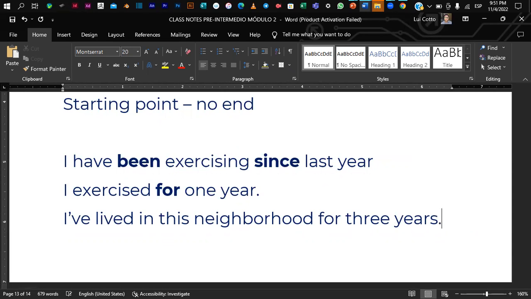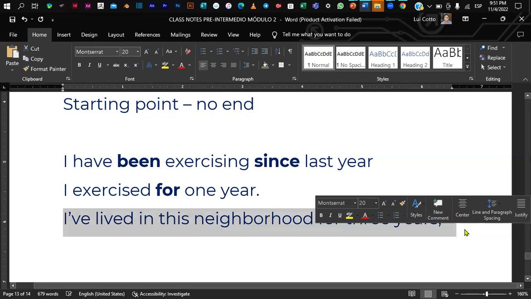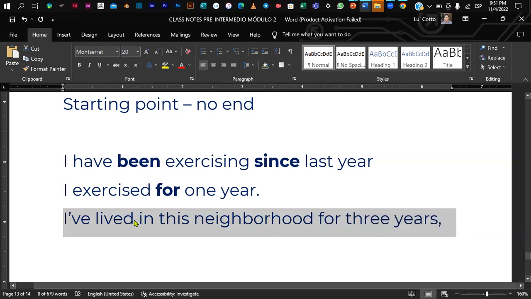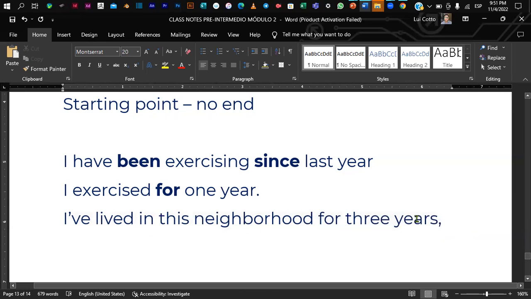You can make one sentence or a comma. Can you continue a sentence with since? Se puede continuar una sentence con since. I've lived, okay, hay que revisar primero. I lived in this neighborhood for 3 years. He vivido en este vecindario por 3 años.